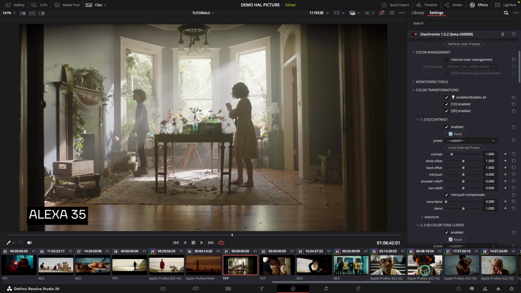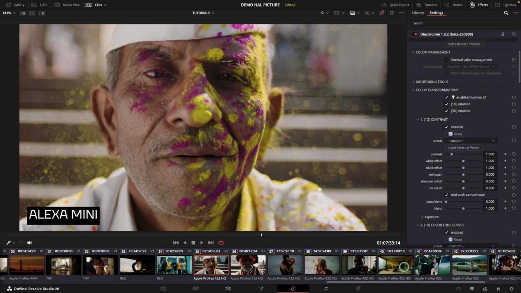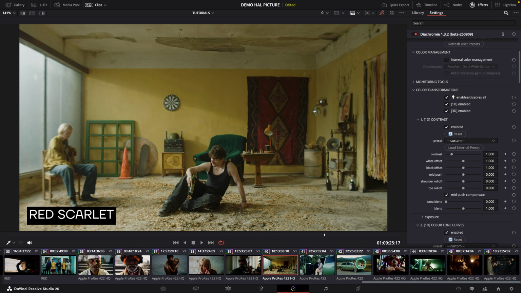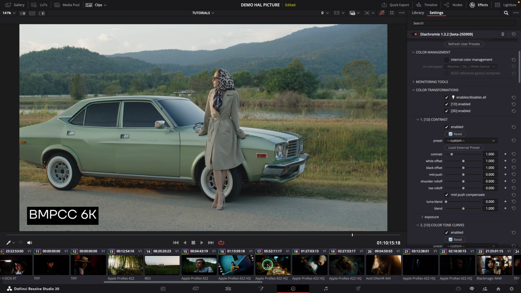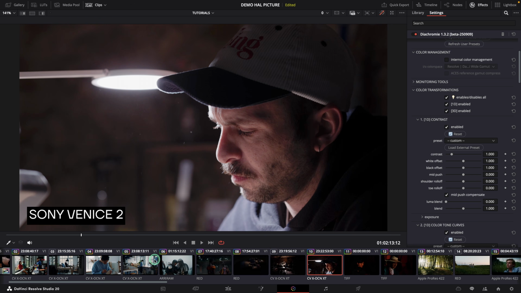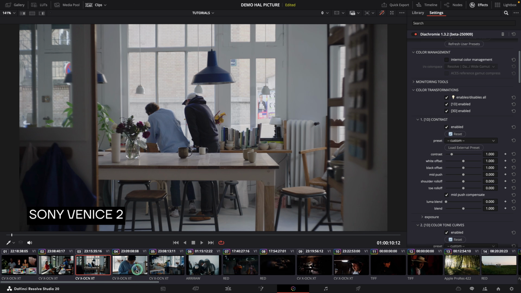So as you can see, there are a lot of different situations, different cameras, different lighting situations, types of sets, types of people. So that's a great look development timeline.